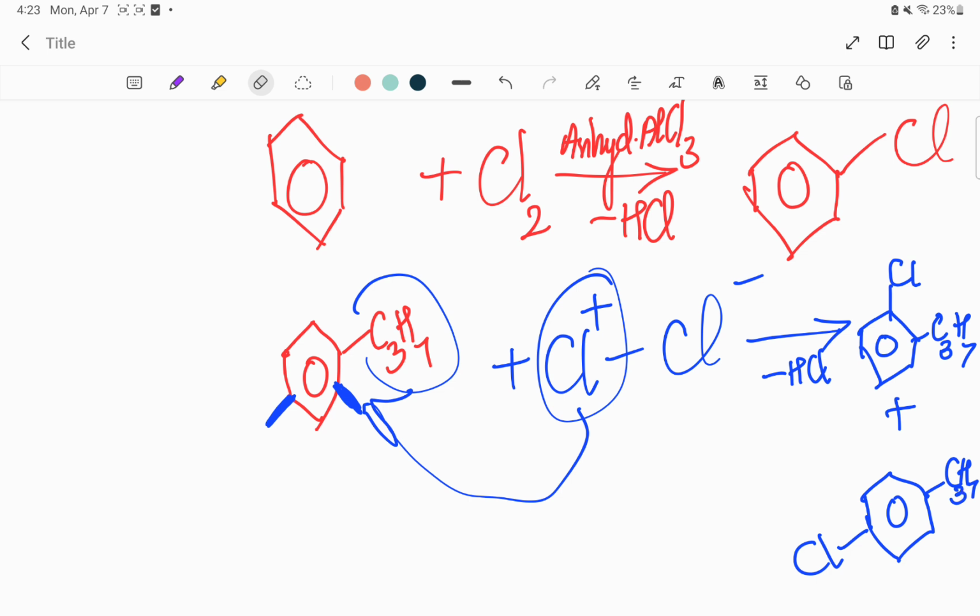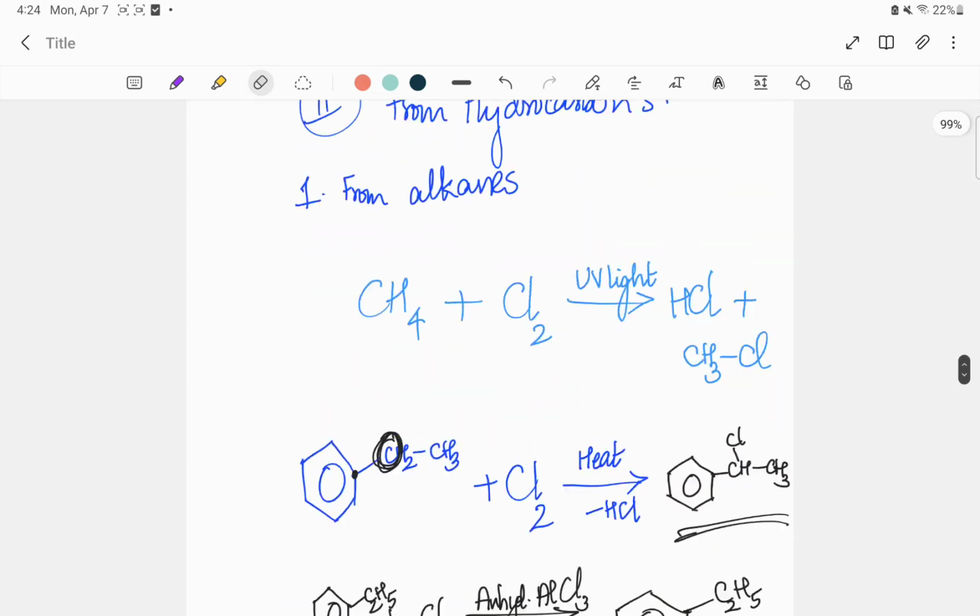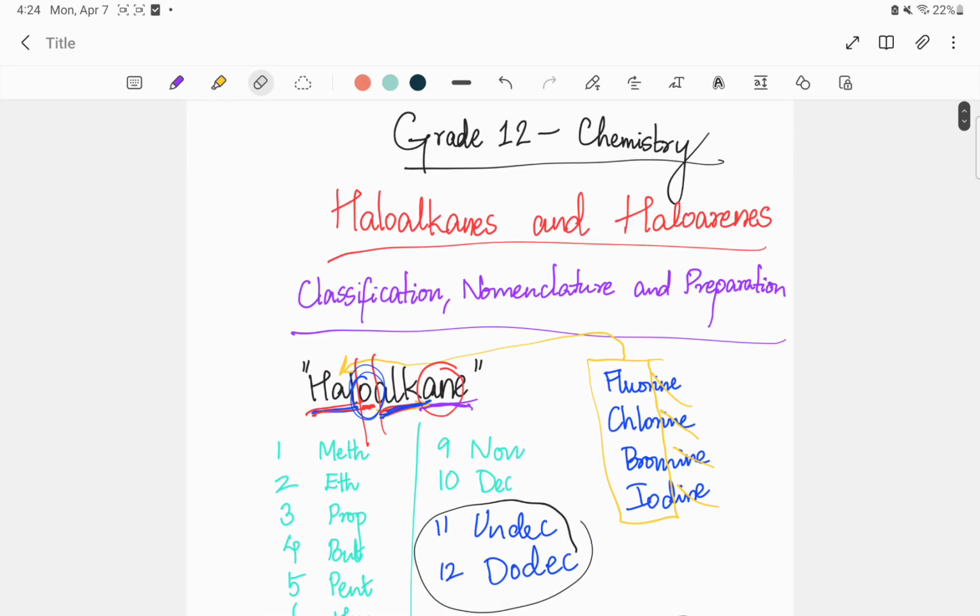And also for the Lewis acid catalyst, it is not required that you use only anhydrous AlCl3. You can even use other Lewis acid catalysts like iron in the dark, that is, in the absence of light, or you can even use ferric chloride or ferric bromide and so on. Any Lewis acid catalyst will work. So that is all about the preparation, classification and nomenclature of haloalkanes and haloarenes.